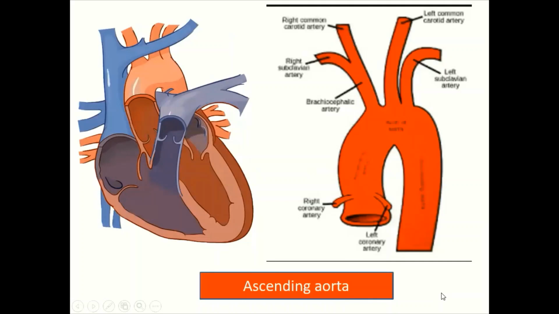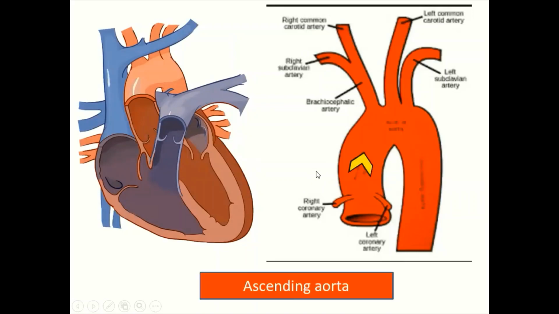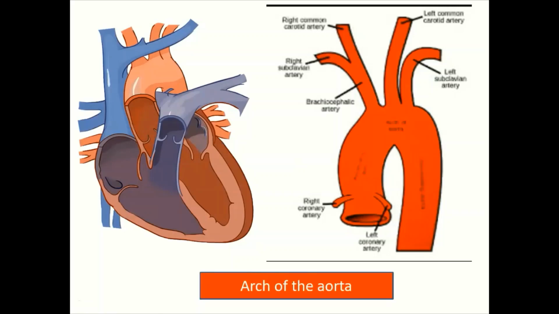So ascending aorta, this one. The blood from the left ventricle ascends, goes up to this part of the aorta called the ascending aorta. This is the ascending aorta. Next is the arch of the aorta. So here. This is ascending, and this one is the arch of the aorta.